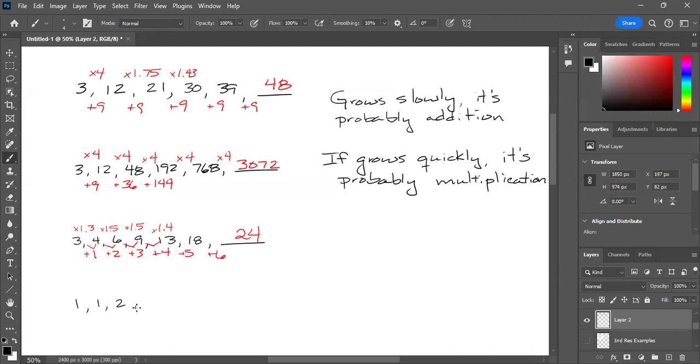1, 1, 2, 3, 5, 8, 13, 21, and then a blank.